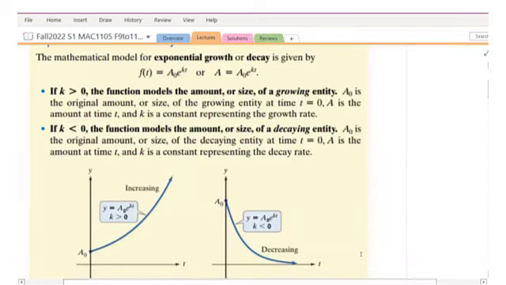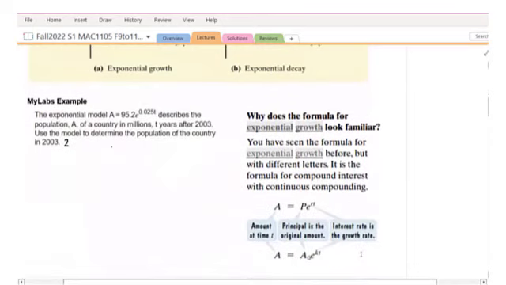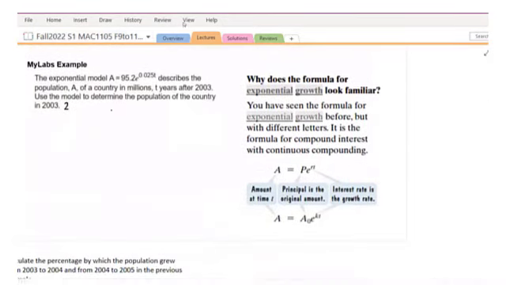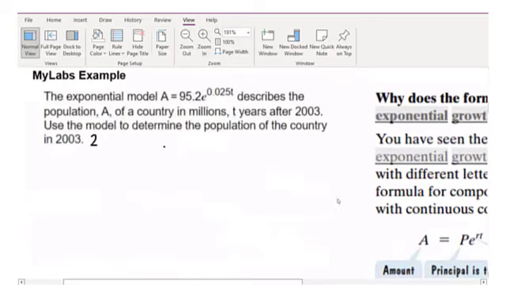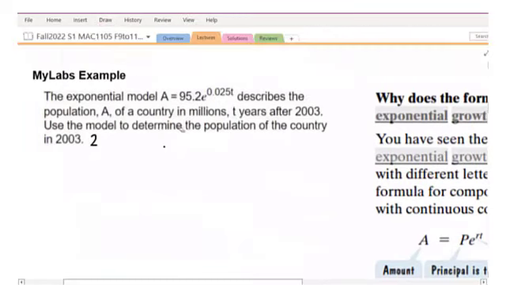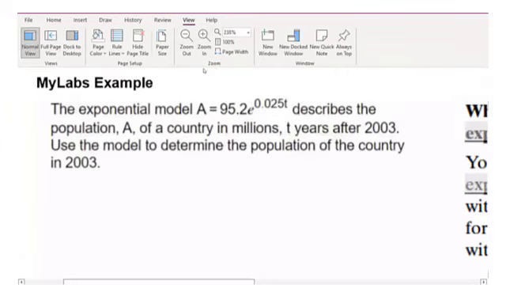But we're not going to be graphing them. Our focus is going to be on solving word problems like this one. So here is an example that I pulled off of my labs from the homework. It says the exponential model A equals 95.2 e to the 0.025 t describes the population A of a country in millions T years after 2003. Use the model to determine the population of the country in the year 2003.